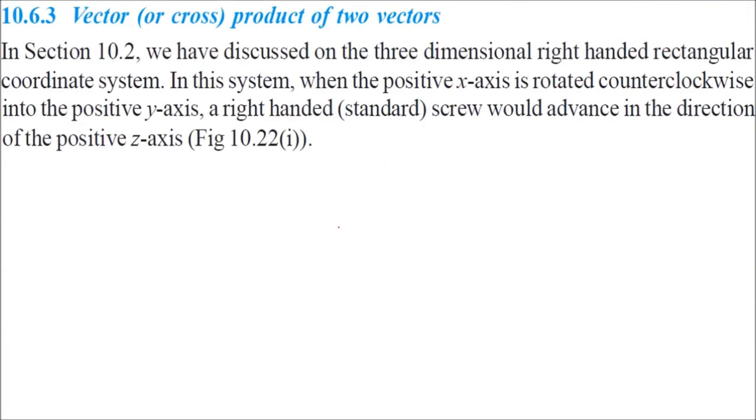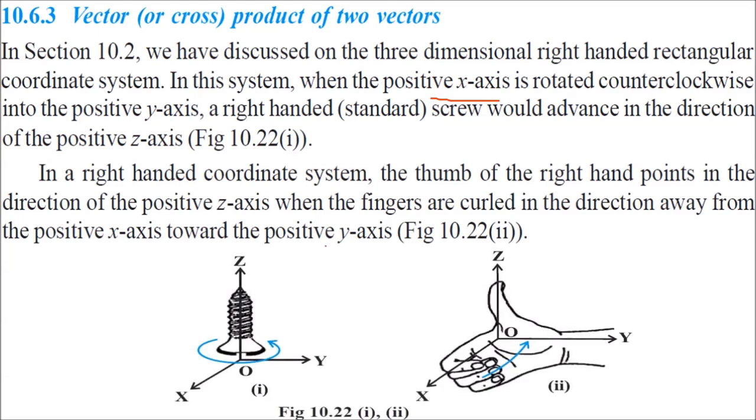Now we come to the vector or cross product of two vectors. So we have seen the three-dimensional right-handed rectangular coordinate system. In that system, if the positive x-axis is rotated counterclockwise towards the y-axis, your thumb will point in the z direction. Similarly, if you move a screw from x to y, it will go up in the z direction.